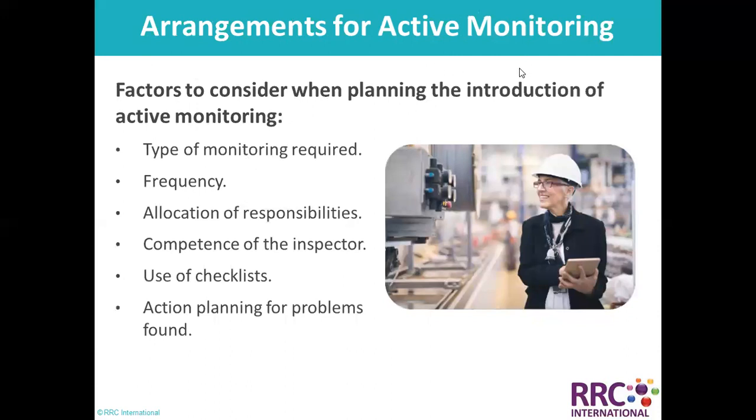Now, arrangements for active monitoring. For active monitoring, there must be some arrangements, like factors to consider when planning the introduction of active monitoring. Like type of monitoring required, what would be the frequency, will we do one inspection per day or what would be the frequency. Allocation of responsibilities: who will do it, how are you going to do it, what are the key responsibilities of those active monitors or inspectors or auditors. Competence of the inspector is critically important. We need a competent inspector for sure, and use of checklist.